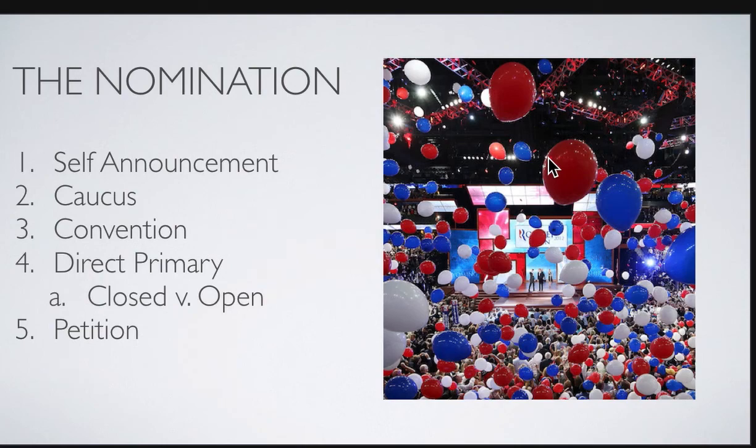Now, the last one here is the petition. In a petition, candidates must go around and get a number of signatures in order to get their name on a ballot. Typically, this is going to be from a third party or a minor party that is trying to get their name out there and get some recognition.